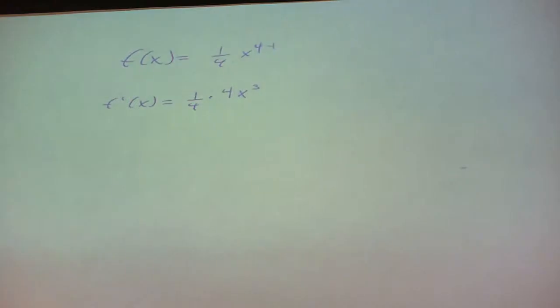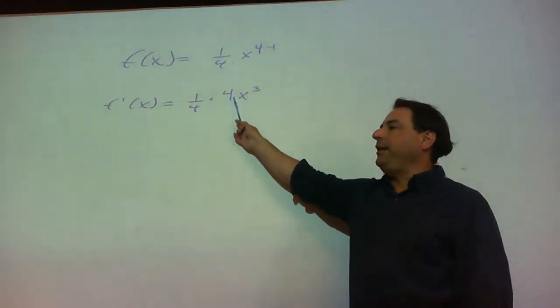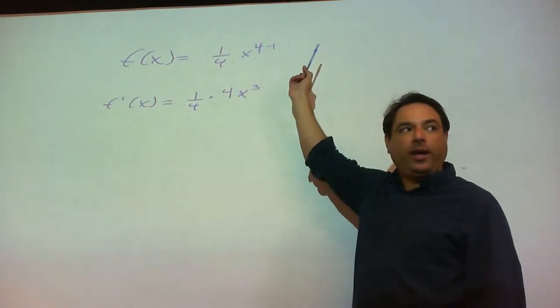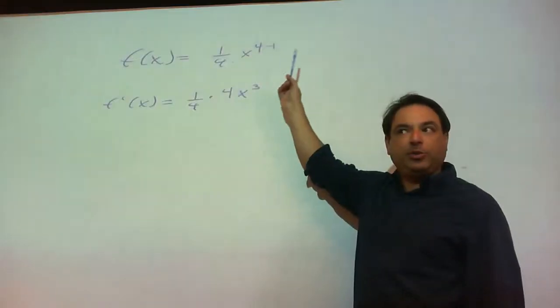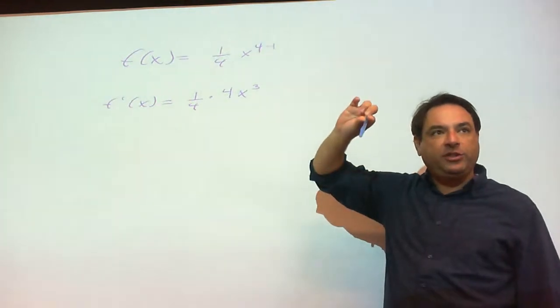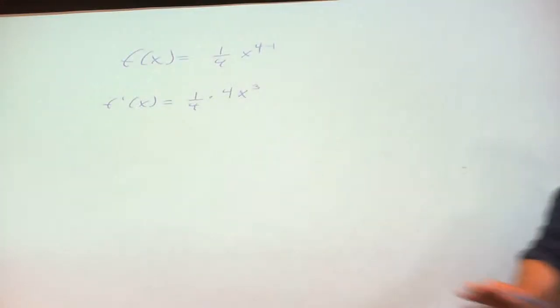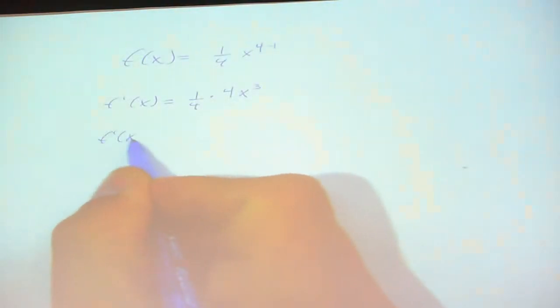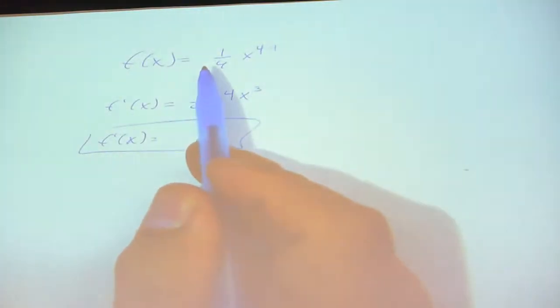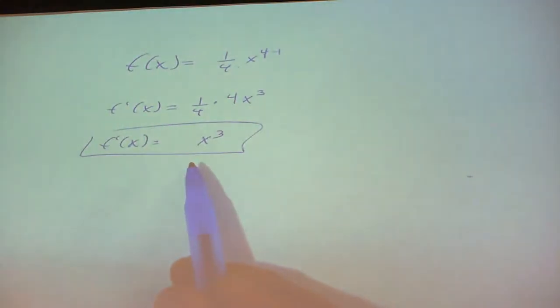Okay, let me stop there, a little slow motion action. What happened? I multiplied by the number 4, and I subtracted 1. Multiplied first, subtracted 1 second. Are we okay? And then, to clean it up, 1/4 times 4 is 1. You're left with x to the 3rd. Does everyone see that? The derivative of 1/4 x to the 4 is x to the 3rd.